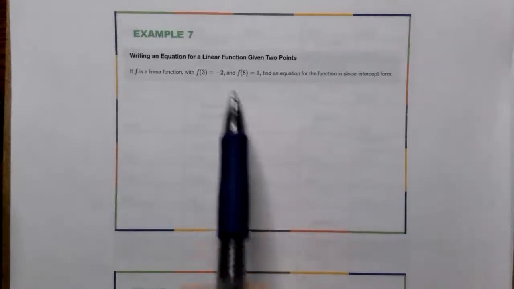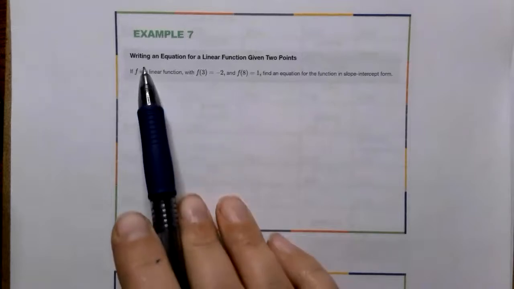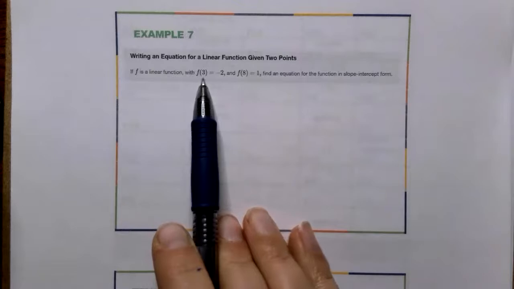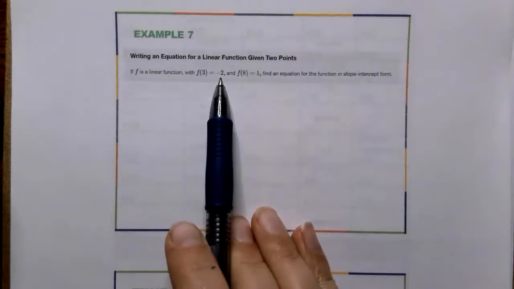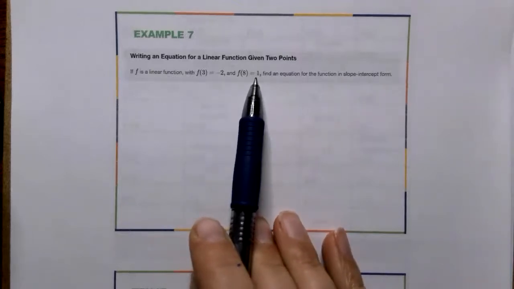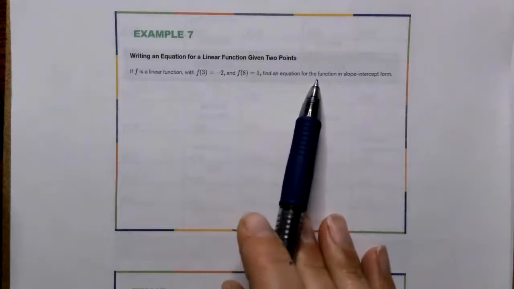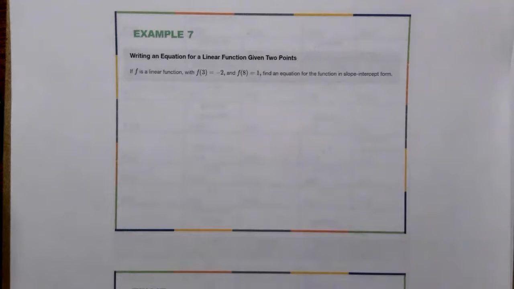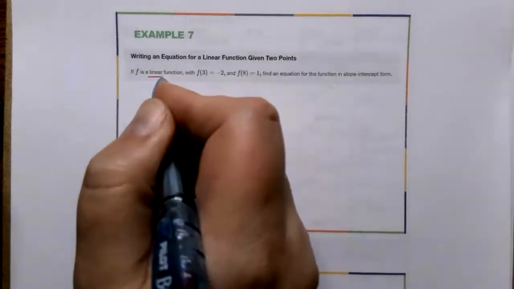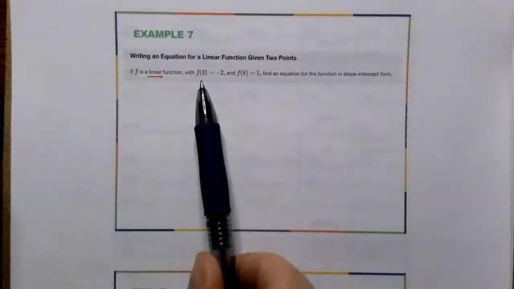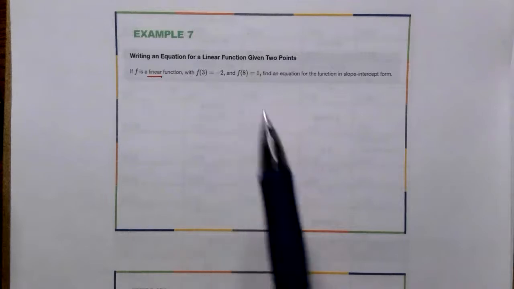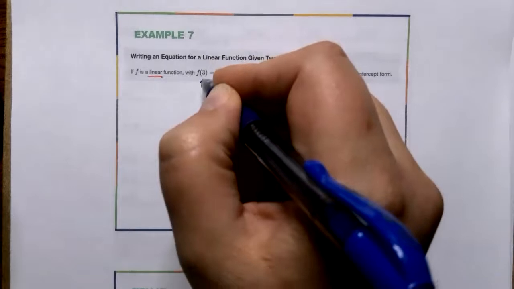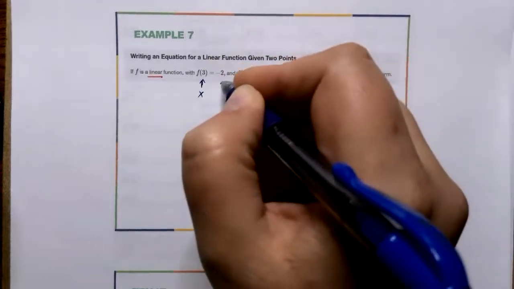Let's consider another example. And here, this example is slightly different. It says, if f is a linear function with f of 3 equals -2 and f of 8 equals 1, find an equation for the function in slope-intercept form. So here they told us that this is a linear function. And what are those? Well, those are our ordered pairs. Those are our points. So this is your x value and this is your y value.